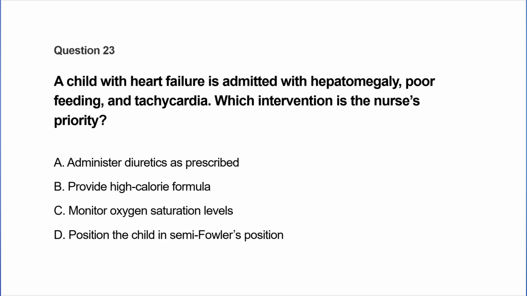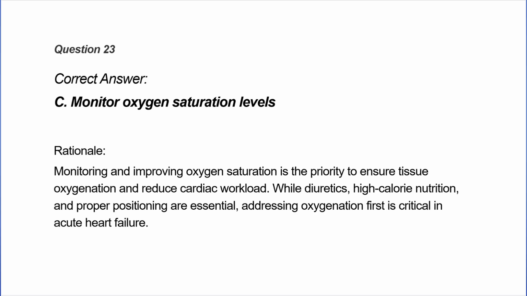Question 23. A child with heart failure is admitted with hepatomegaly, poor feeding, and tachycardia. Which intervention is the nurse's priority? A. Administer diuretics as prescribed. B. Provide high-calorie formula. C. Monitor oxygen saturation levels. D. Position the child in semi-Fowler's position. Answer: C. Monitor oxygen saturation levels.